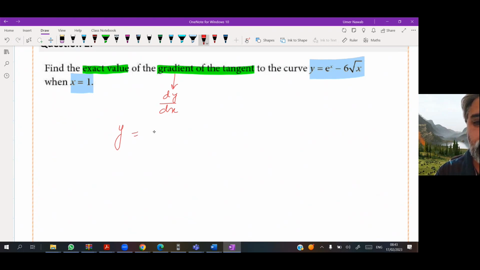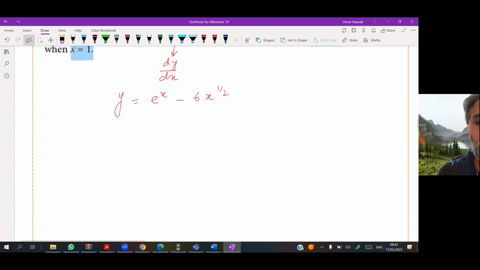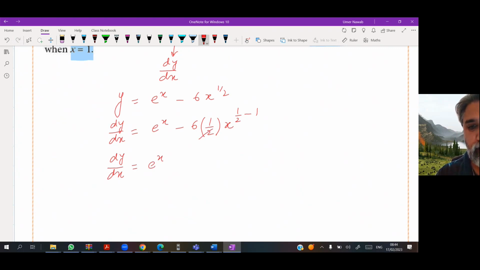So y is equal to e^x minus 6 x raised to 1 over 2 is the given function which is provided here. I'm ready to apply the differentiation dy by dx. Remember e^x same answer, minus 6 same. Now you need to apply the power rule of differentiation. The power goes back, and from the power you will subtract 1. So dy by dx, as it is, 2 cancels with 6, it gives you 3, and x to the half minus 1, you can do it on calculator or mentally, it will be minus 1 over 2.